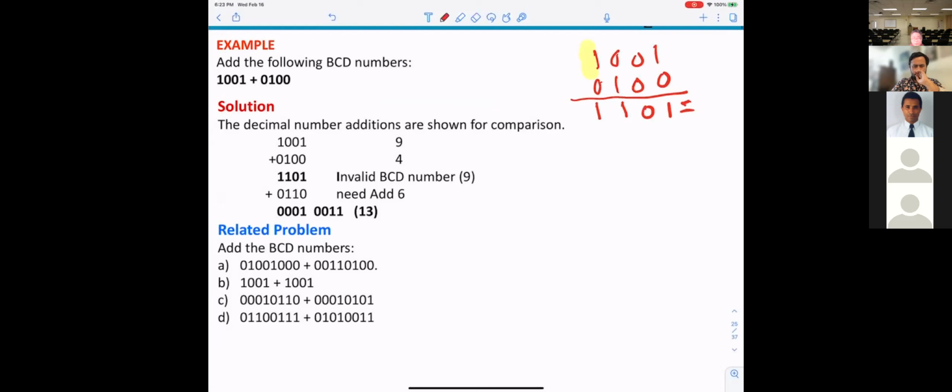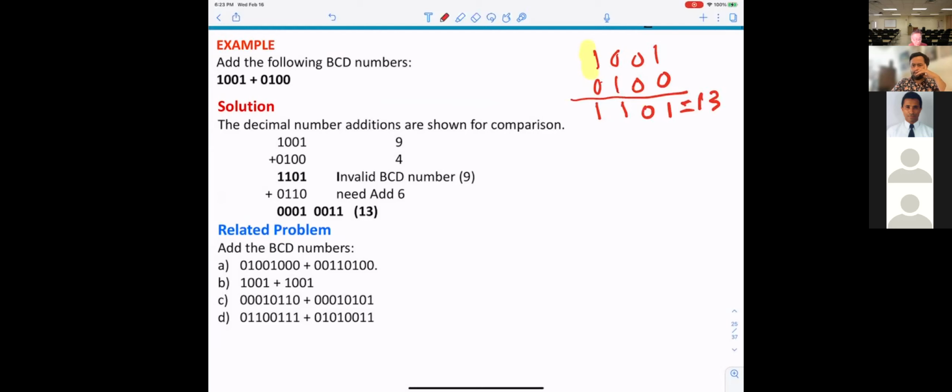The decimal, can you tell me what the number is? 1101, letter D. Is it 13, right? 13, yes. Okay, now that's wrong. You know why it's wrong? More than 9. BCD cannot have any number higher than 9.